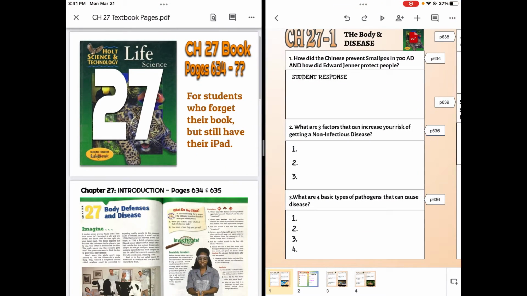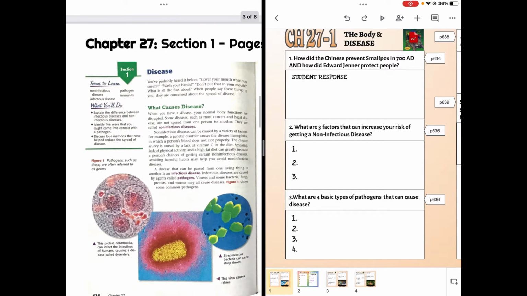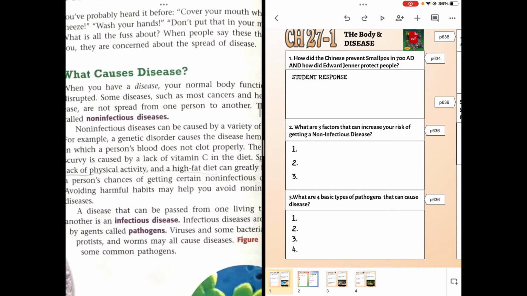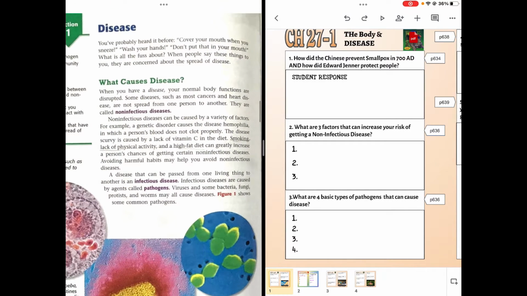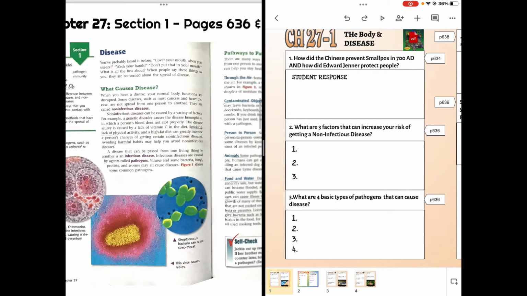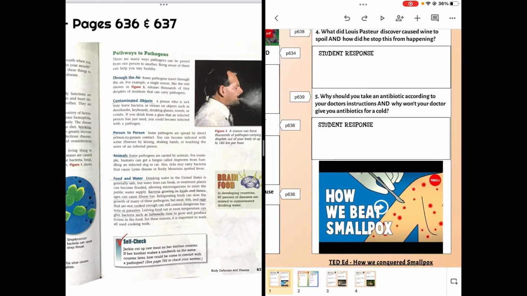So question 1 comes from the story about how the Chinese and a British doctor responded differently to a very deadly disease called smallpox. Question 2 is in the beginning of the chapter. 3 factors that can increase your risk of getting a non-infectious disease. So what causes disease? We have infectious and non-infectious. The 4 basic types of pathogens, they're big groups down here, so hopefully you can figure that out. This page we'll take notes on slide 2, so we'll get back to that.